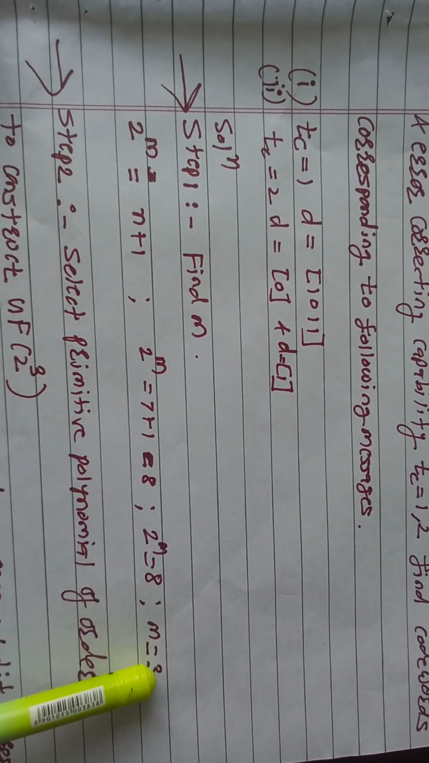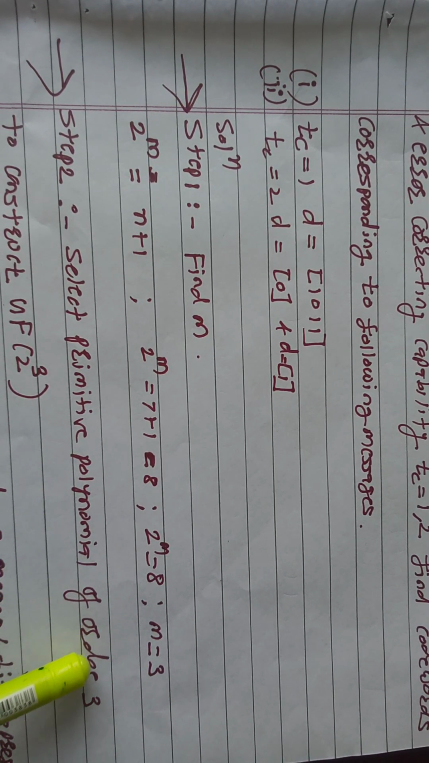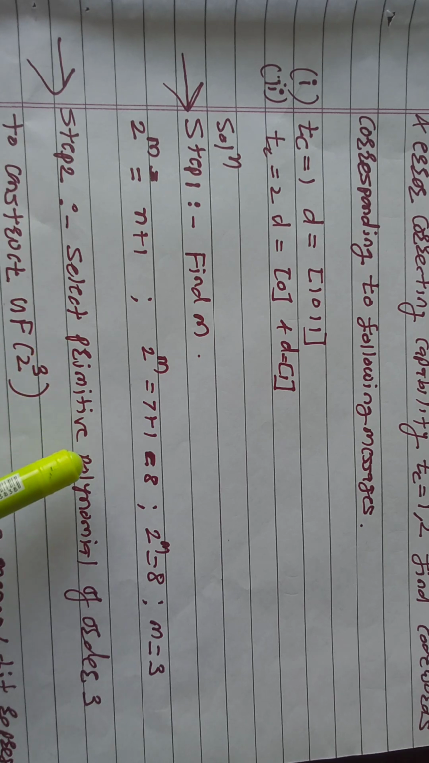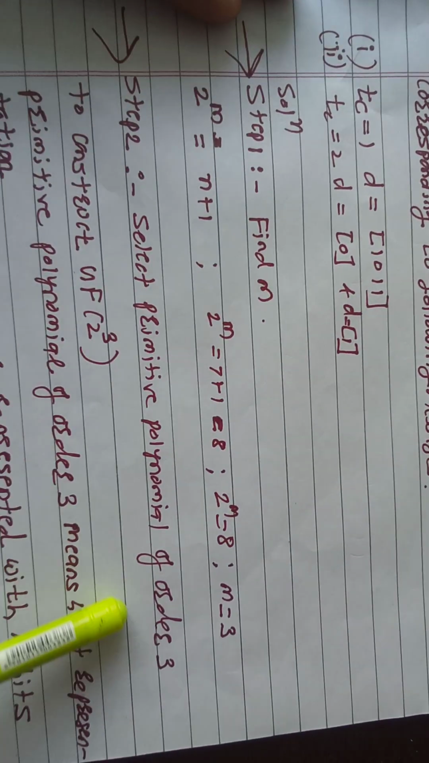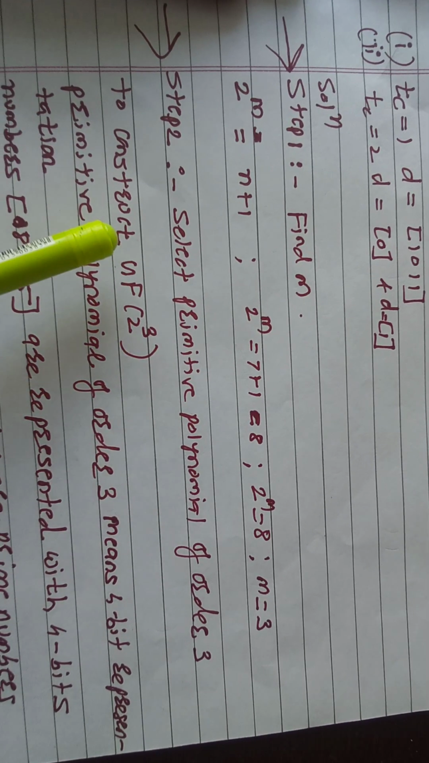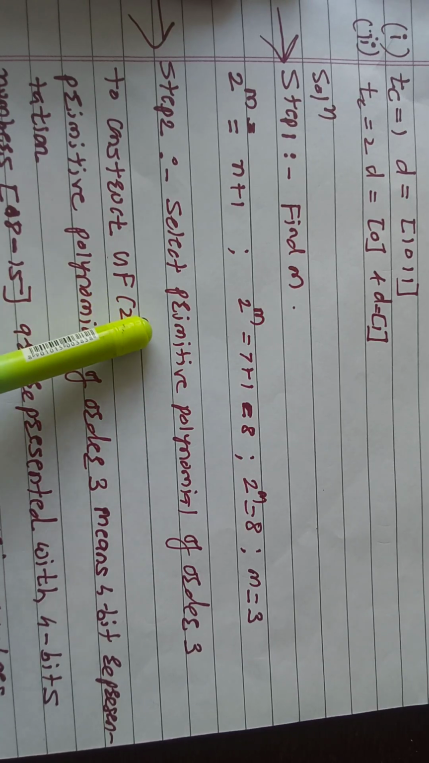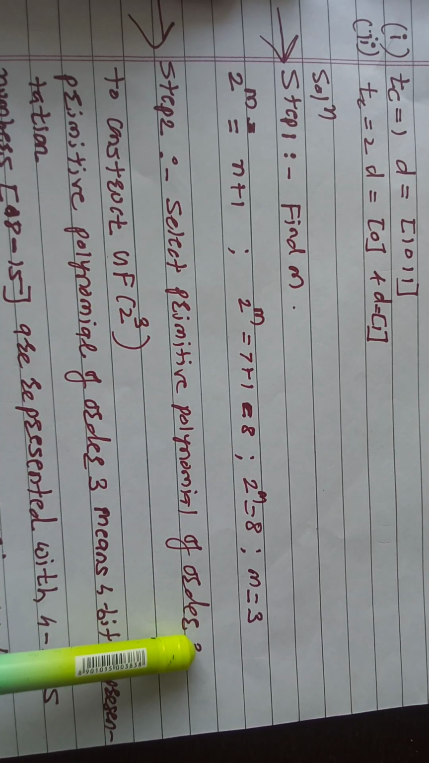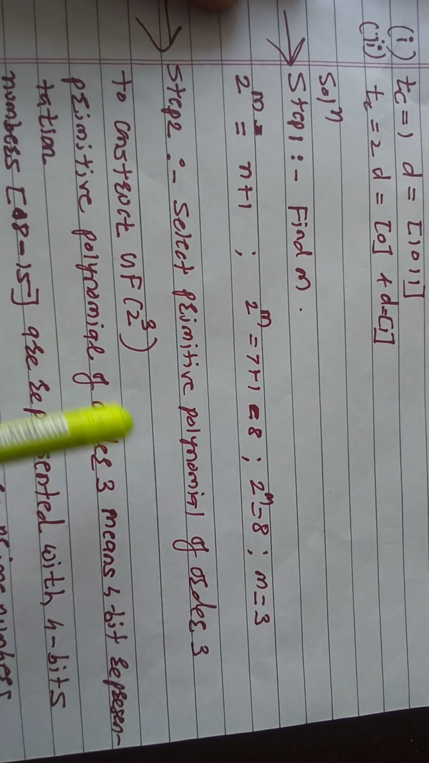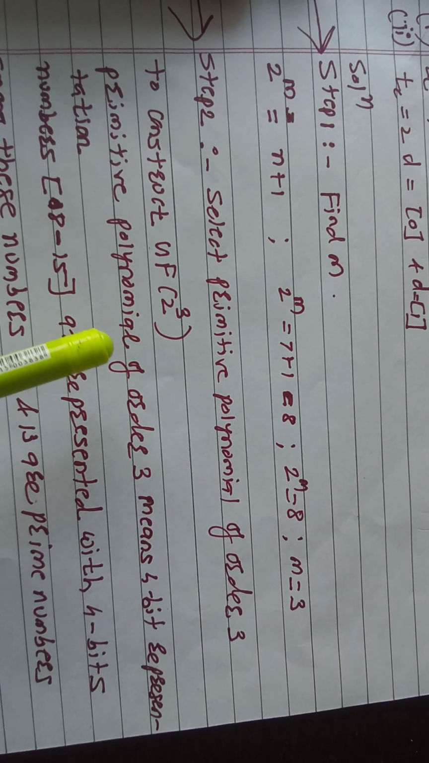Then why is this m required? This m decides the degree of primitive polynomial. So from this m you have to find the primitive polynomial of order 3. Why is this required? Because you have to construct Galois field 2 raised to 3. Here also 3 comes, 2 raised to m. So 2 raised to 3 and primitive polynomial of order 3. Why? Because we need minimal polynomials to construct the generator polynomial for the BCH code.